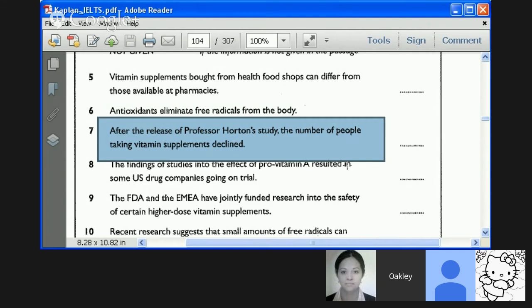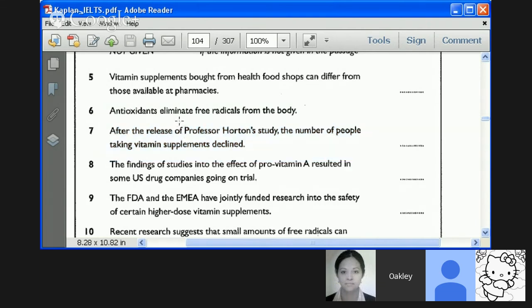Professor, I definitely want to look for the word Professor Horton. And vitamin supplement. Vitamin supplement. Right. Always, if you have capital letters, U.S. FDA, Professor Horton, or dates, they're very easy to scan for, to search for in the reading test. So always, if you have an option to pick capital letters or numbers, please do so. They're just naturally much easier to find.